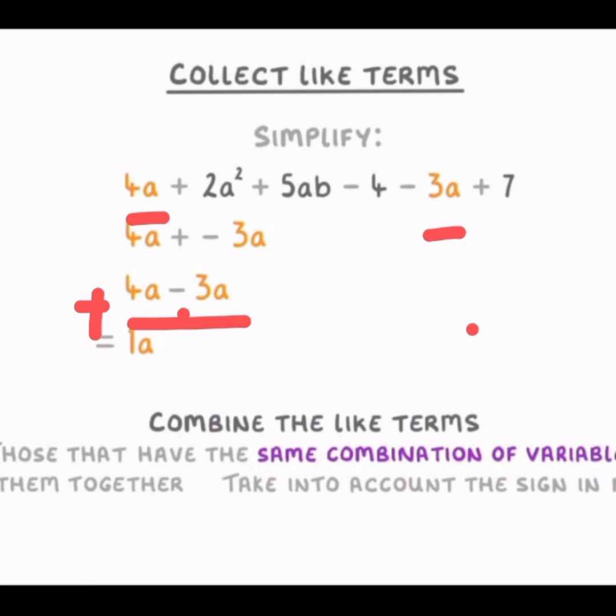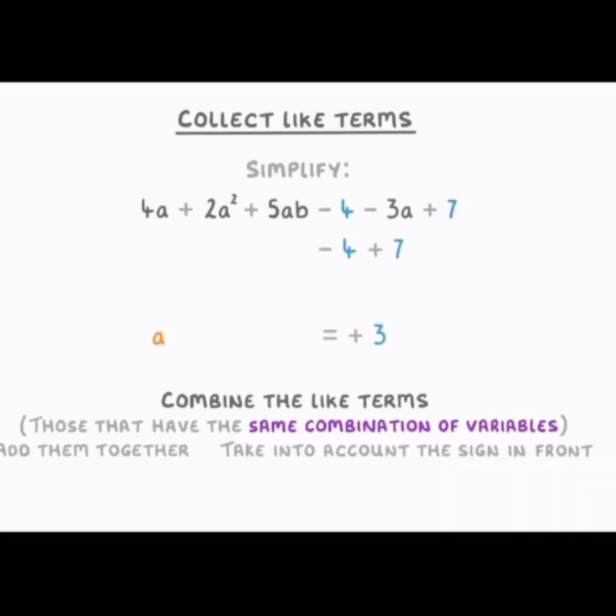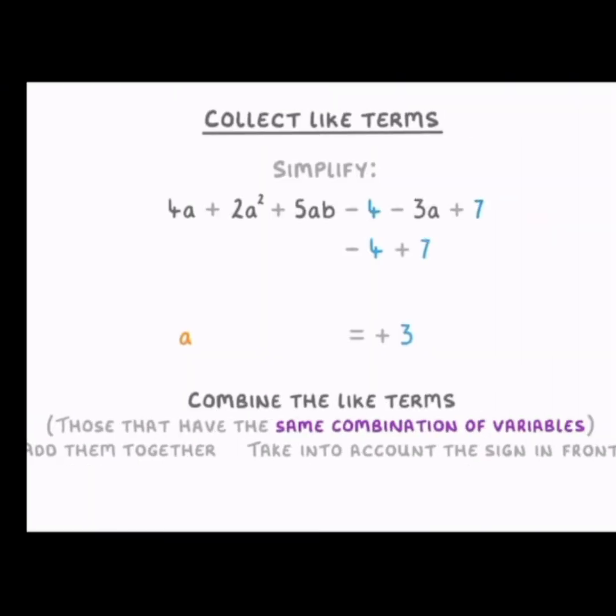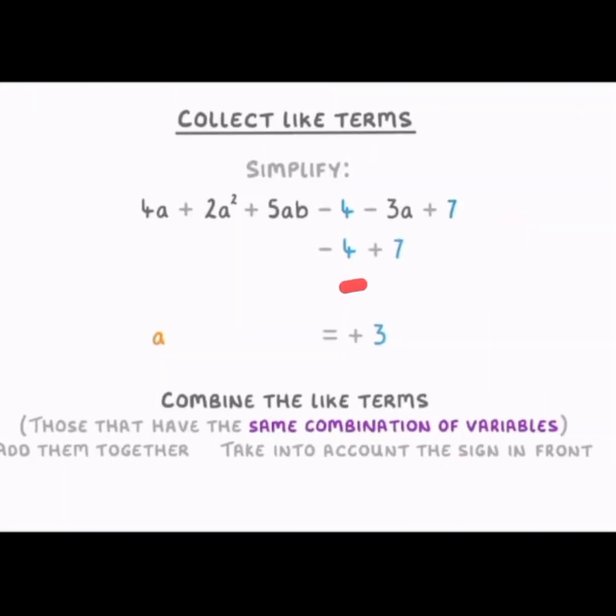So 4a and 3a, they both will be subtracted, and we get 1a. 1a can also be written as just a, because 1 as a coefficient need not be mentioned. Okay, you can also write just a. Now you see the number terms, minus 4 and plus 7. They are the number terms. They both are free of variable, so they both will be subtracted.